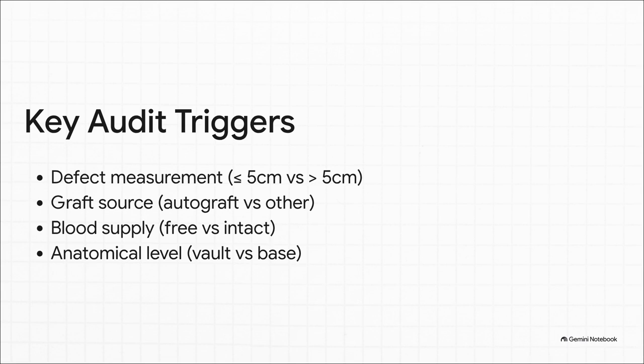Is it 5 centimeters or less, or is it greater than 5? Number 2, graft source. Are they using a synthetic implant or harvesting an autograft right from the patient? Number 3, blood supply. Is that dural patch a free tissue graft or a vascularized pedicle flap? And number 4, anatomical level. Is the encephalocele repair happening up at the skull vault or deep down at the skull base?